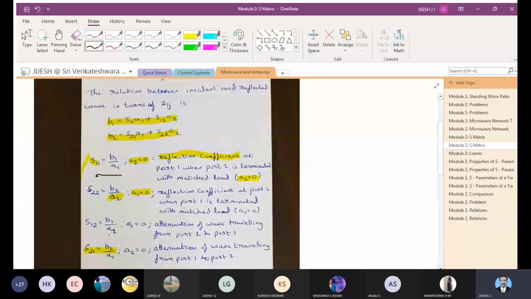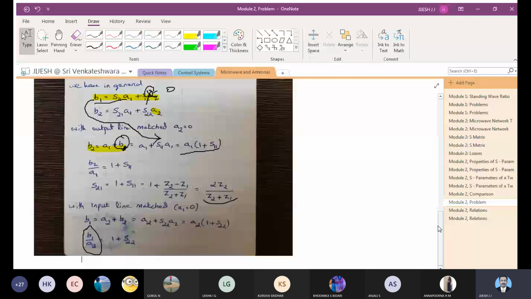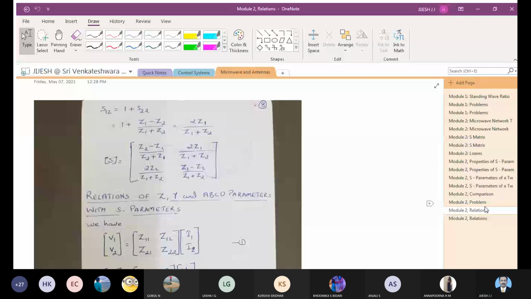So simplify it further. S12 is equal to 1 plus S22. Substitute for S22 and you will get 1 plus (Z1 minus Z2) divided by (Z1 plus Z2), that is 2 Z1 by Z1 plus Z2. So finally you write this complete matrix for S, which has S11, S12, S21 and S22. Then this problem will be complete.